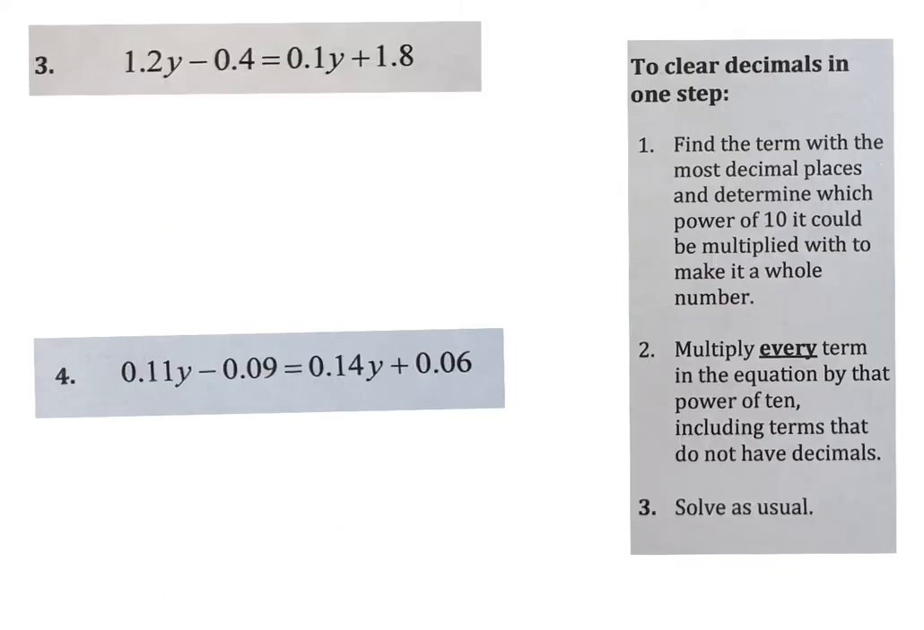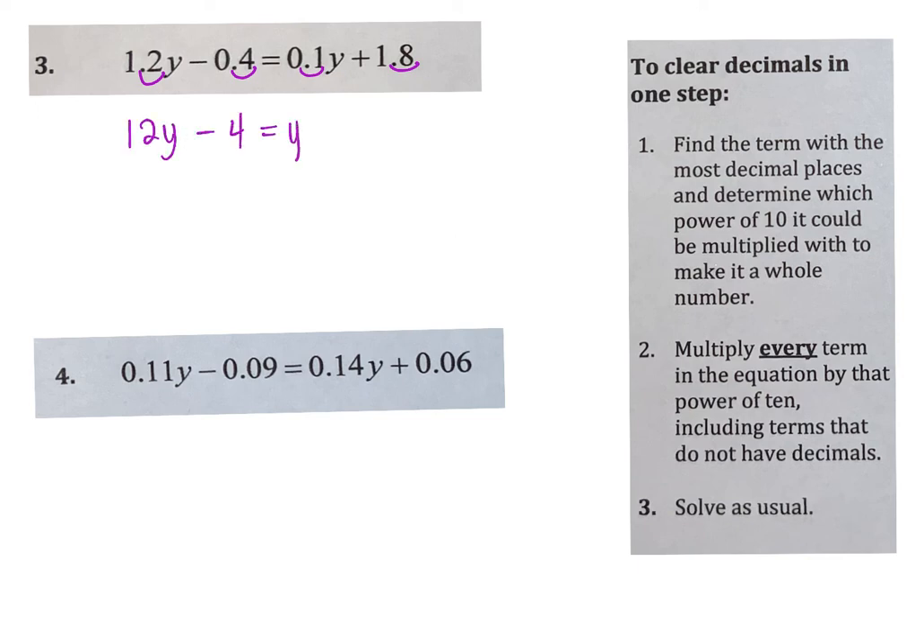So with decimals, you're going to find the term with the most decimal places and determine which power of 10 it can be multiplied by. Multiply every term by the power of 10. Another way to think of this is you are moving the decimal places however many places you have the most of. All right? So for this first one, I have 1 decimal place in each one of these. All right? 1 decimal, 1 decimal, 1. So I can move them all over 1 decimal place. And then I can just solve that way.